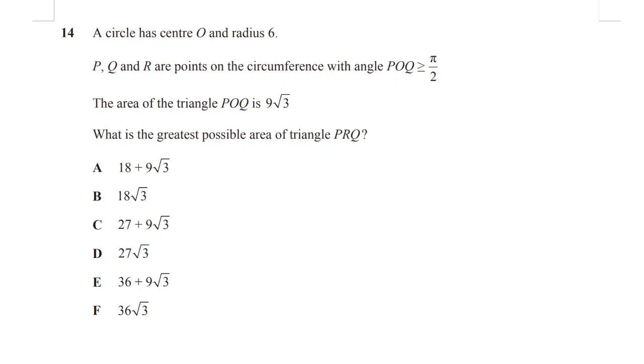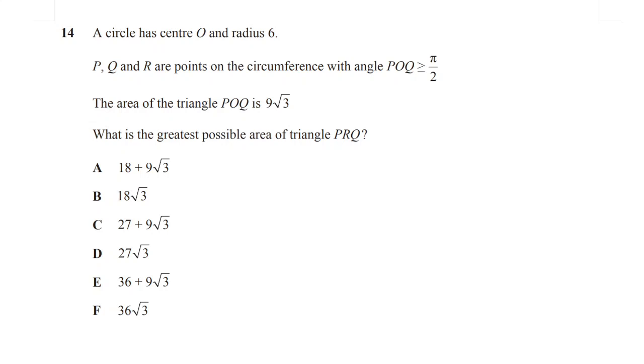Okay, question 14. A circle has center O and radius 6. P, Q and R are points on the circumference with the angle POQ greater than or equal to pi over 2. Okay, so it seems like the angle at the center is obtuse. The area of the triangle POQ is 9 root 3. And what's the greatest possible area of the triangle PRQ?